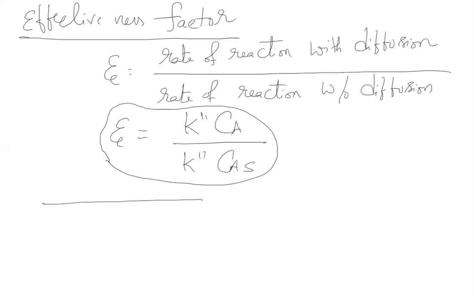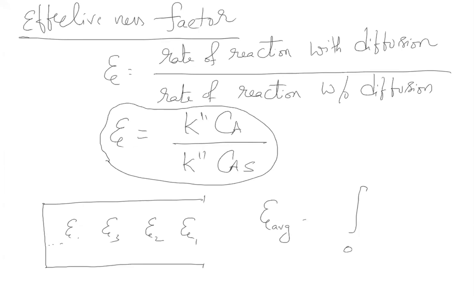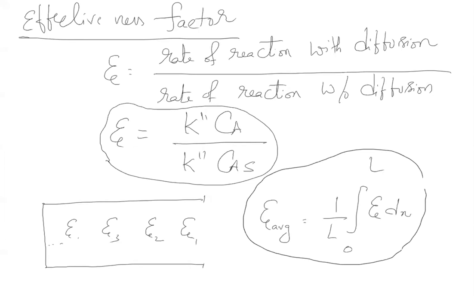Now, if you imagine a pore, take a pore and imagine the concentration inside the pore. The effectiveness factor here is different, here is different, here is different, something like this. So my average effectiveness factor is nothing but the integration of the effectiveness factor from 0 to L, E into dx, into the average, which is 1 by L. This integration is a sum. This is how you should calculate the average effectiveness factor. Right up to this point, so we'll go to the next board.